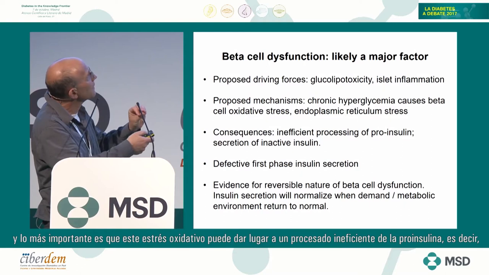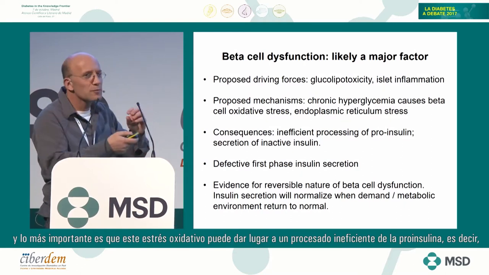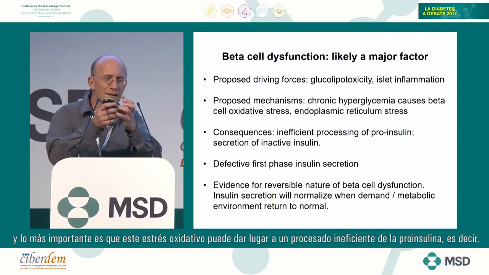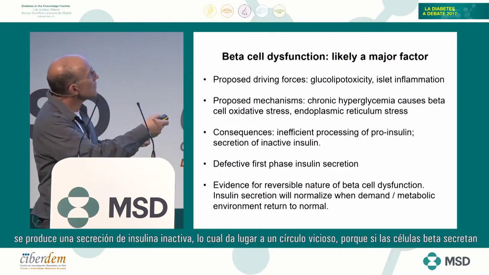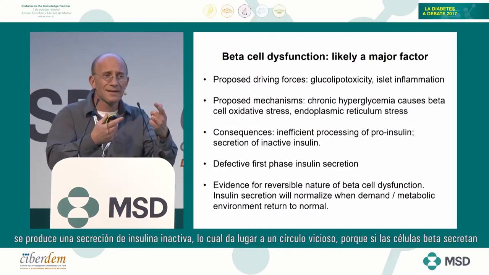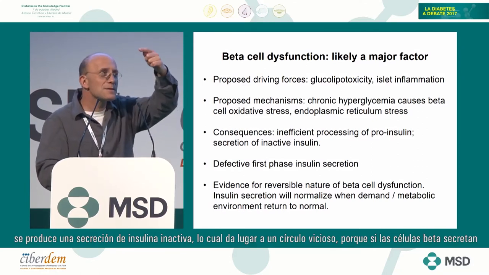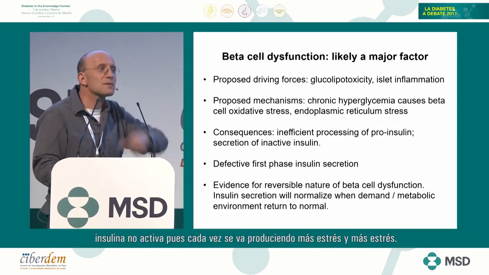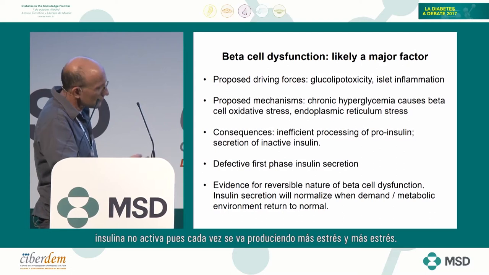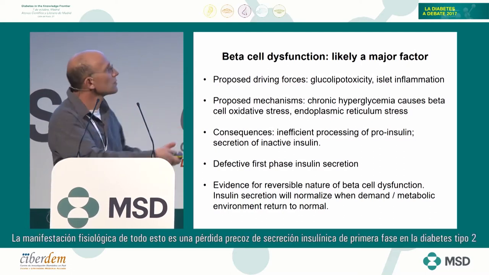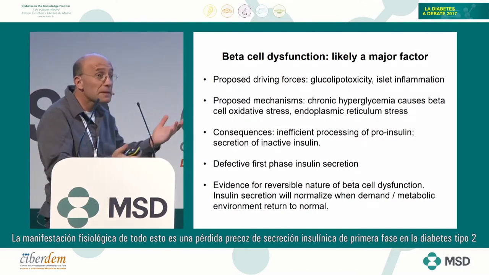And perhaps most importantly, this ER stress is thought to cause inefficient processing of proinsulin within the ER, the removal of C-peptide and generation of bioactive insulin, and this causes the secretion of inactive insulin. And this starts a vicious cycle, because if a beta cell secretes inactive insulin, this does not reduce glycemia, so more will be secreted, the more stress will occur. The physiological manifestation of that is very early loss of first phase insulin secretion in type 2 diabetics.